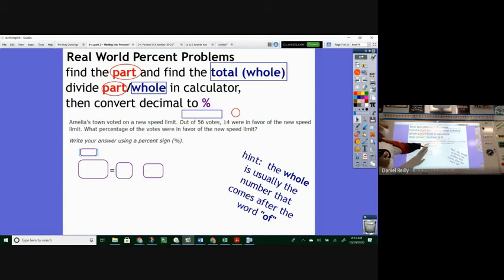Ameliastown voted on a new speed limit. Out of 56 votes, 14 were in favor of the new speed limit. What percent is that? Which is the whole in this problem? What is the whole number, the total? Go ahead, Jasenia. 56, okay? 56 votes is the whole.